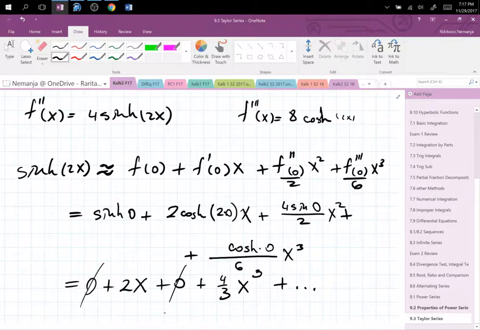Hyperbolic sine in terms of e, from 6.10 and then 1960.